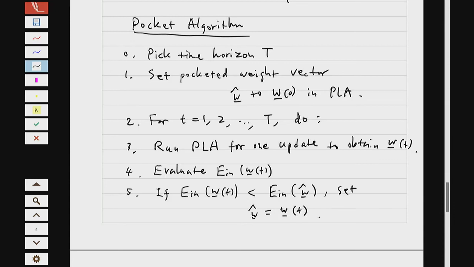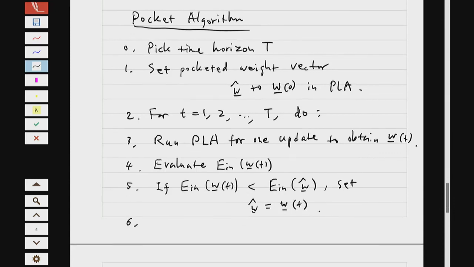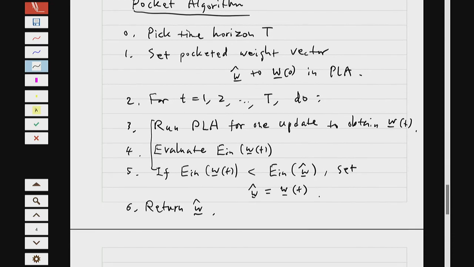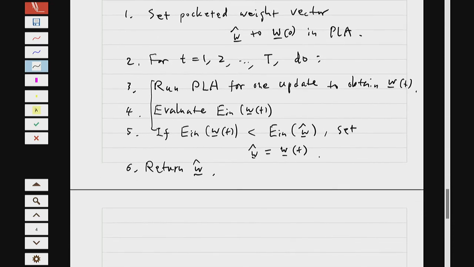That's it, yeah? And at the end, after this for loop is done, you're going to return whatever you have in your pocket. Yeah. So this part should be, I guess, a very simple algorithm.